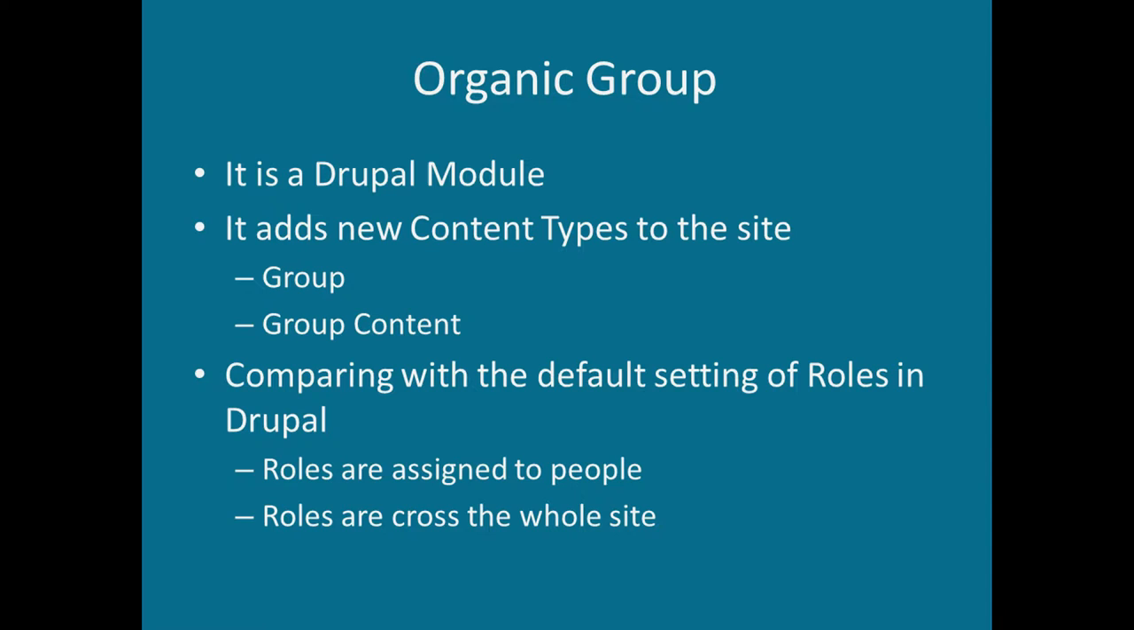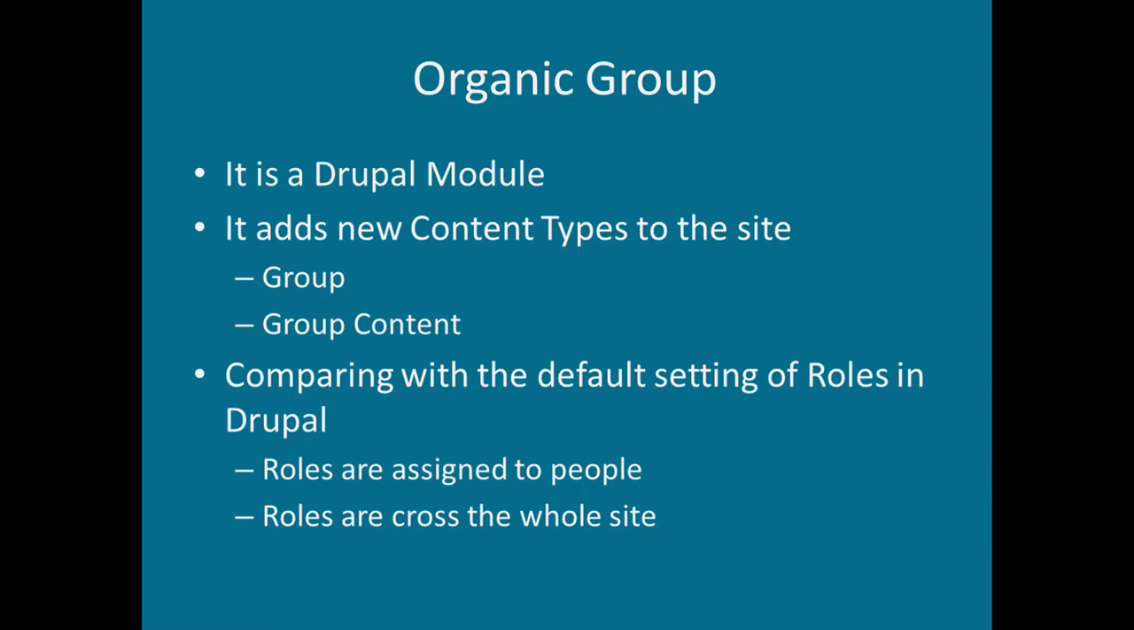So I talked with Michael, and he said, why not try this organic group? I thought, well, that sounds like a really good idea. So I tried it. Actually, it's a perfect fit for me. But now that I know it's a perfect fit, I really want to apply this module to my site. How should I do that?